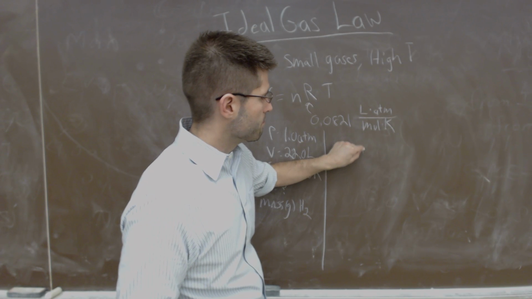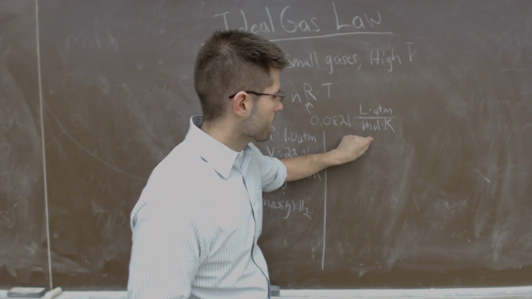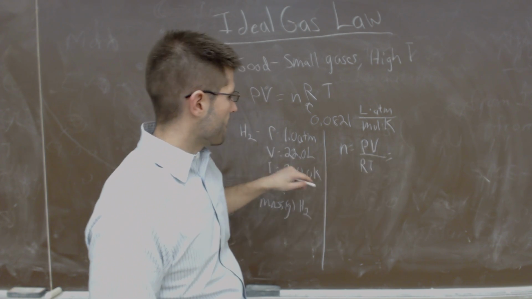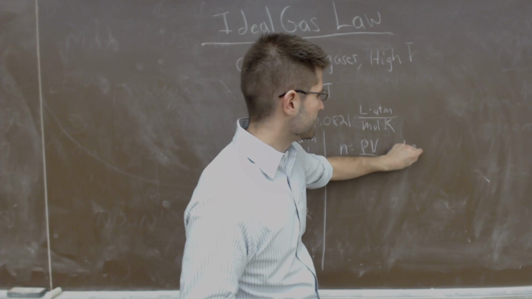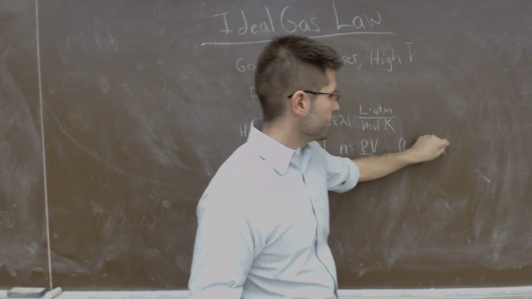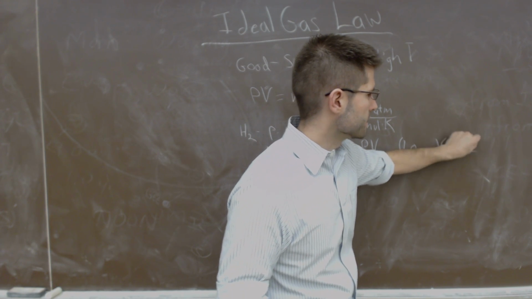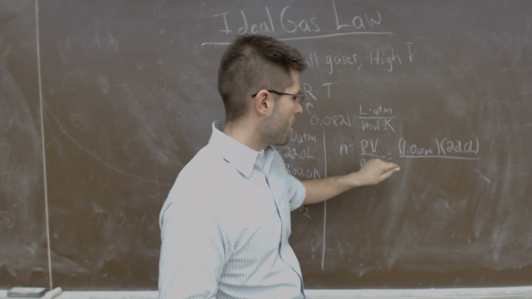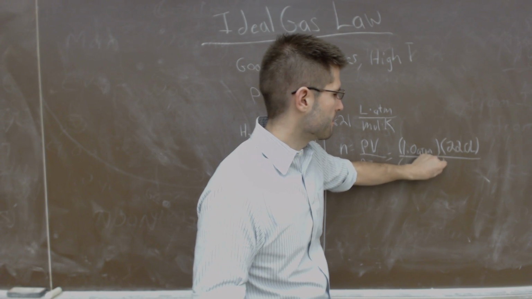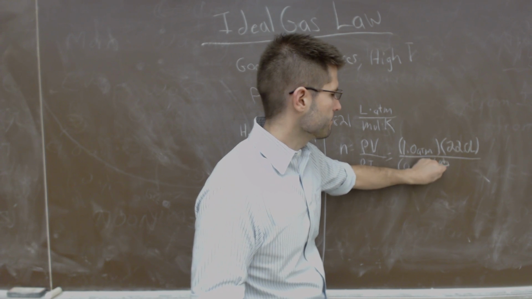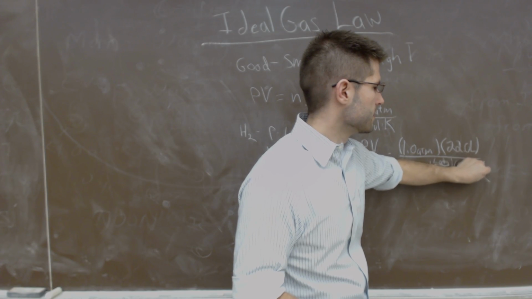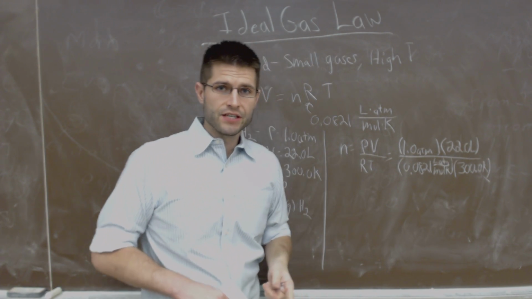n is equal to PV over RT. We're going to plug in our values, 1.0 atmospheres times 22.0 liters divided by R, which is 0.0821 liters atmospheres per mole Kelvin, times 300.0 Kelvin. Let's see if the units make sense.